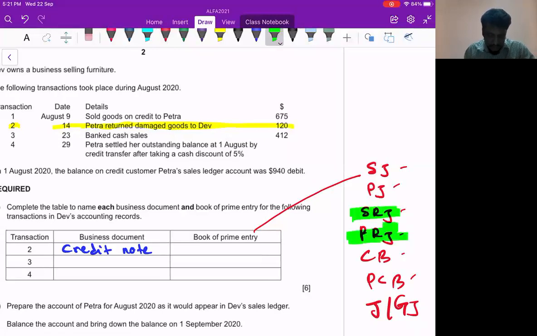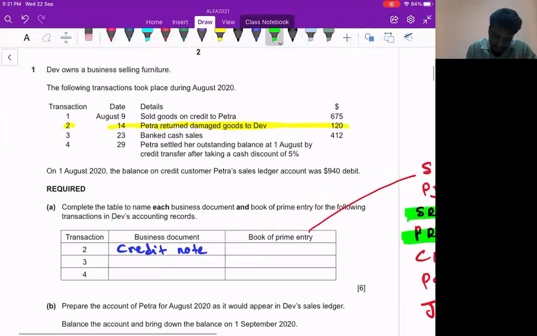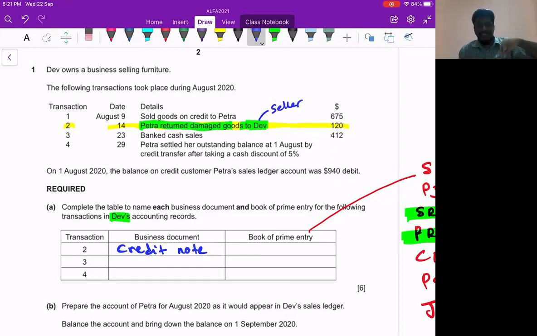So this is from whose point of view? This is Dave's point of view. Petra returned damaged goods to Dave, so Dave is the seller. Because Petra returned the goods, it means previously I sold them. I'm Dave. I sold to that guy and he returned them to me. So that will be my sales return.